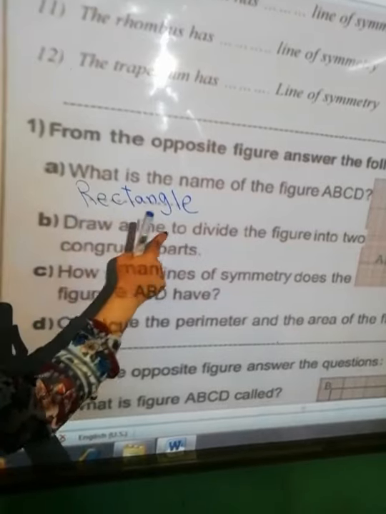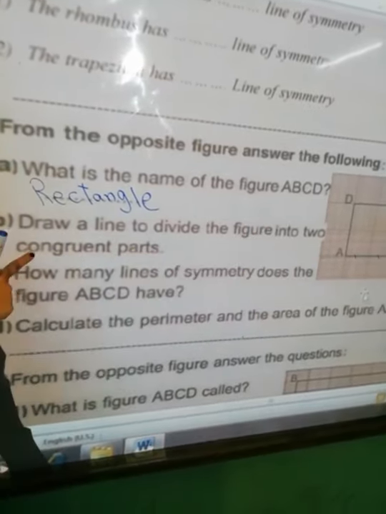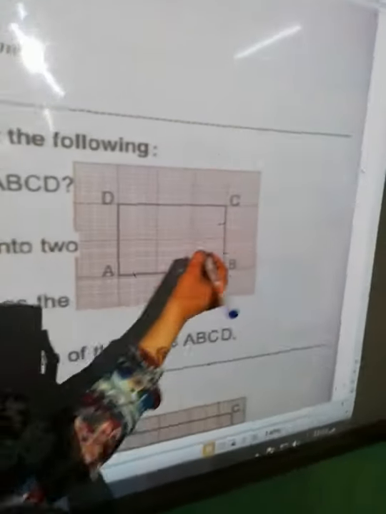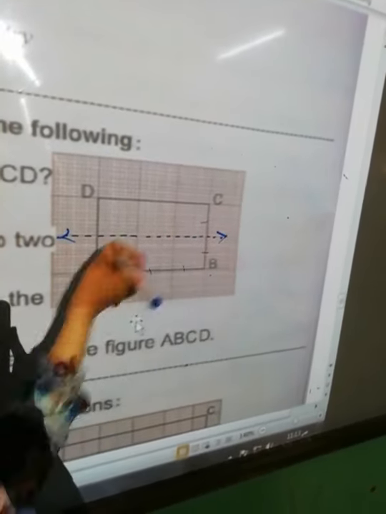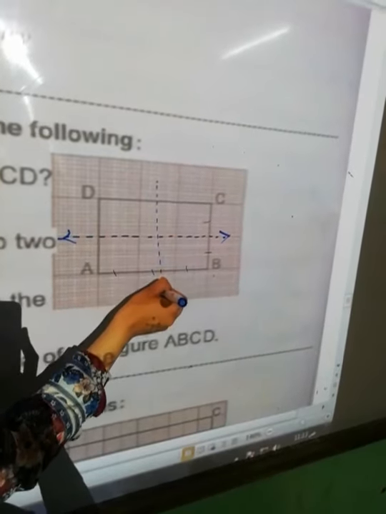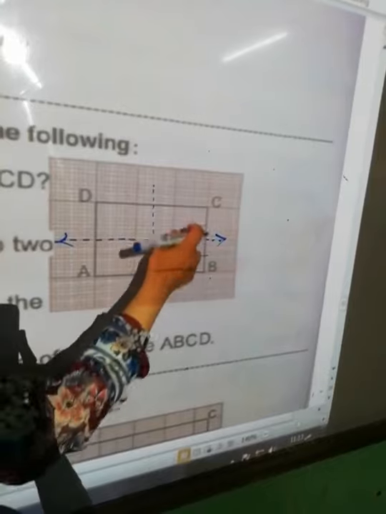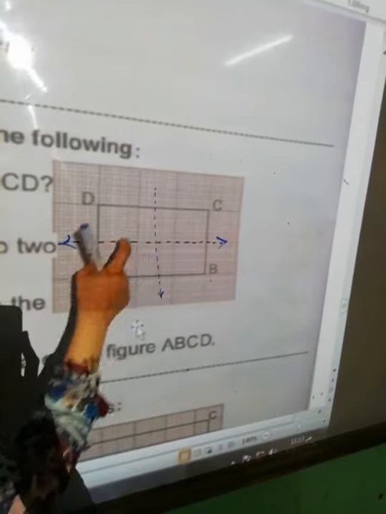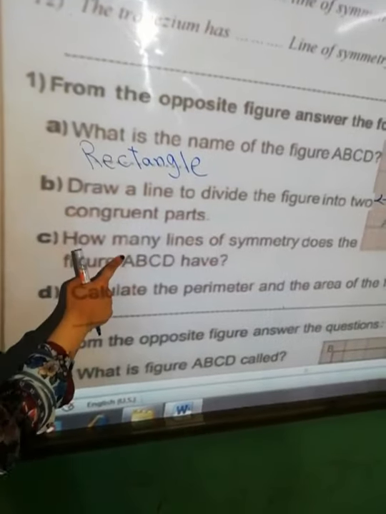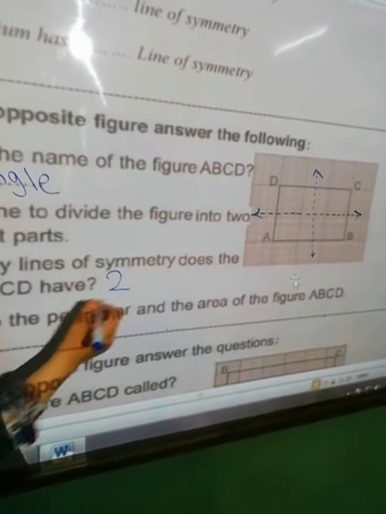B, draw a line to divide that figure into two congruent parts. Let's draw this first line and second line. Look, all of the parts are congruent. First, second, third, fourth. All of the parts are congruent. Okay? C. How many lines of symmetry does the figure A, B, C, D have? How many lines draw? 2. So, 2 lines of symmetry.